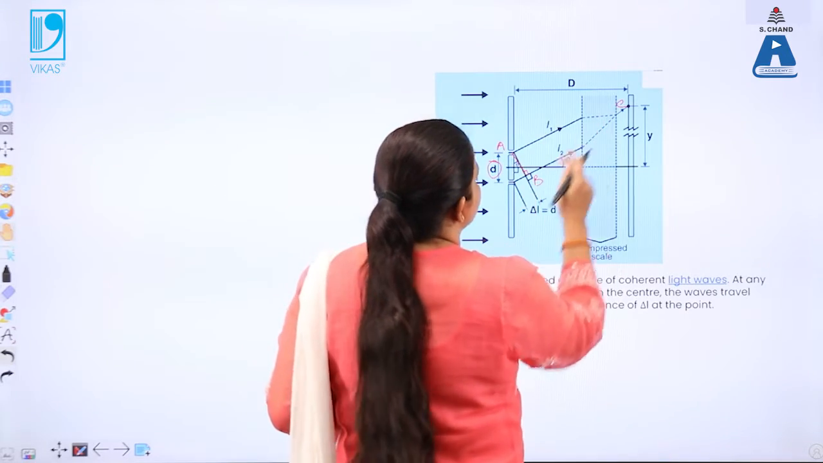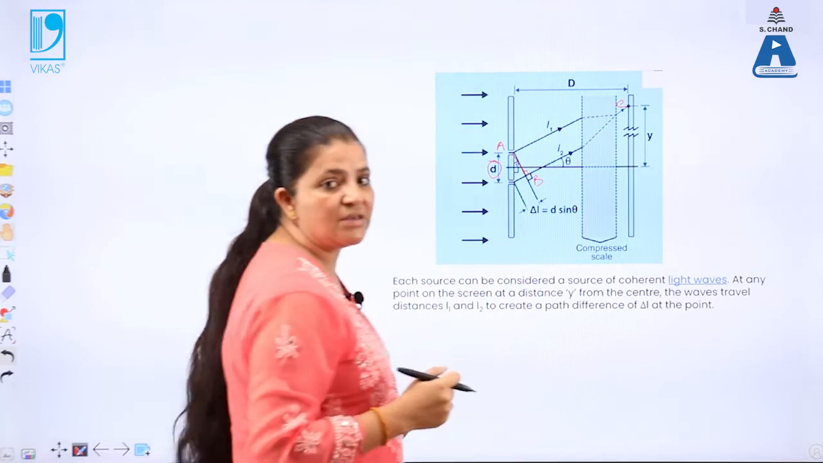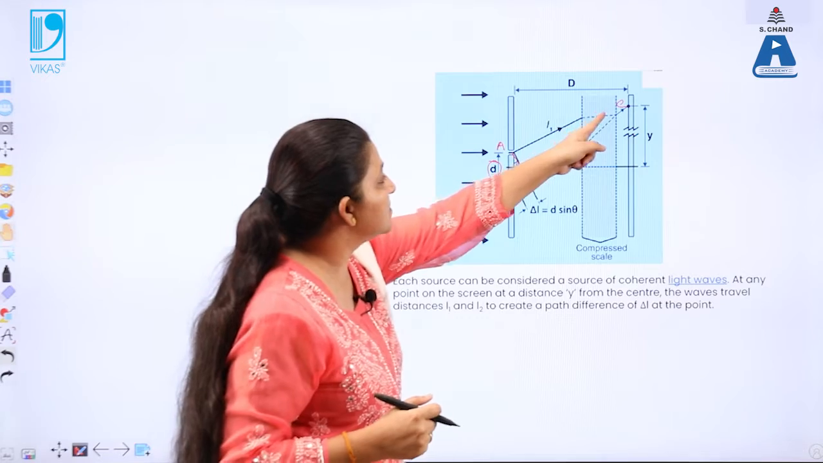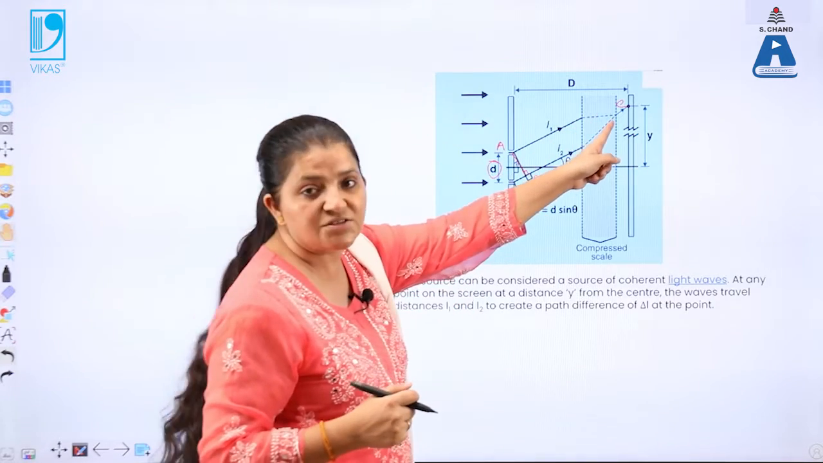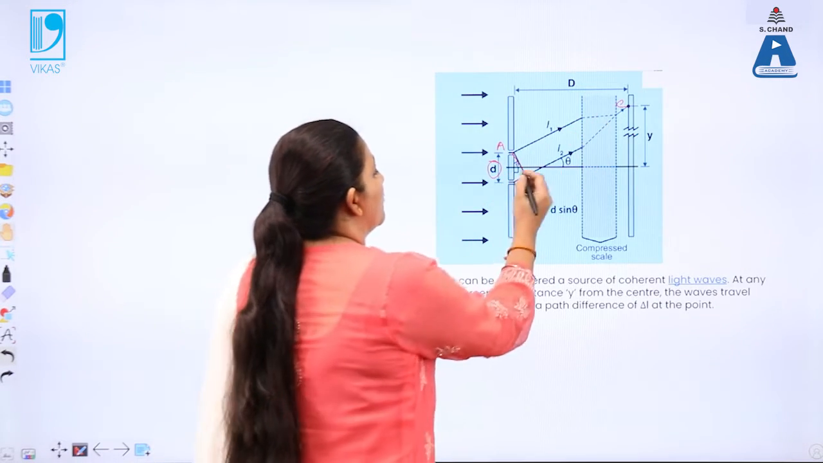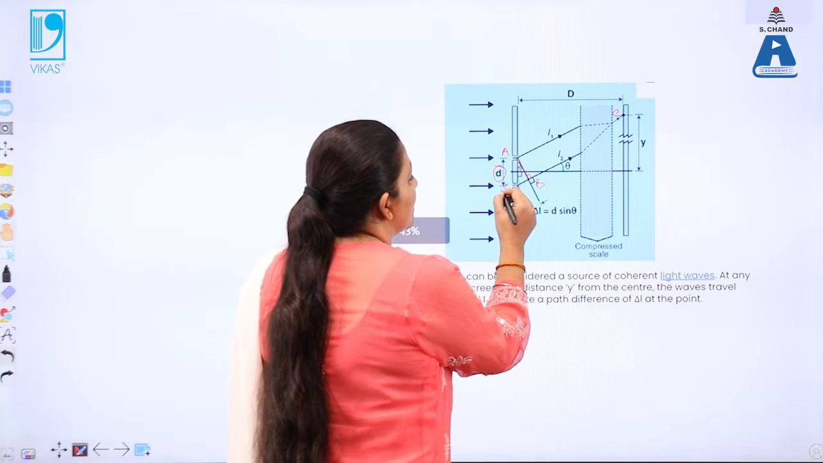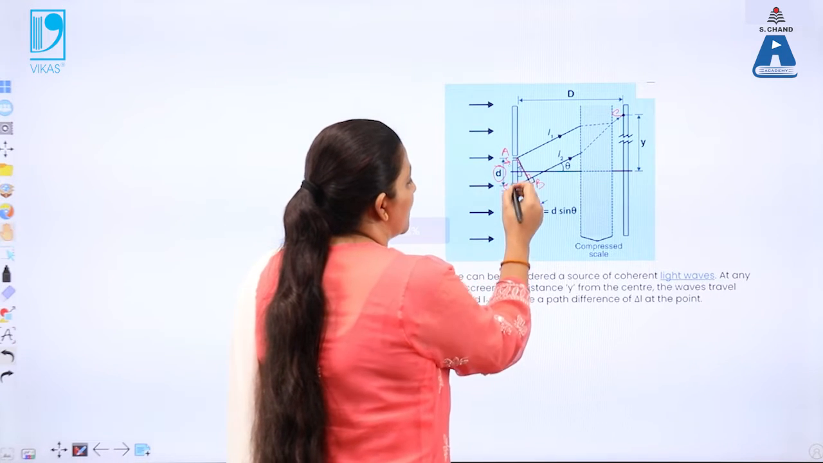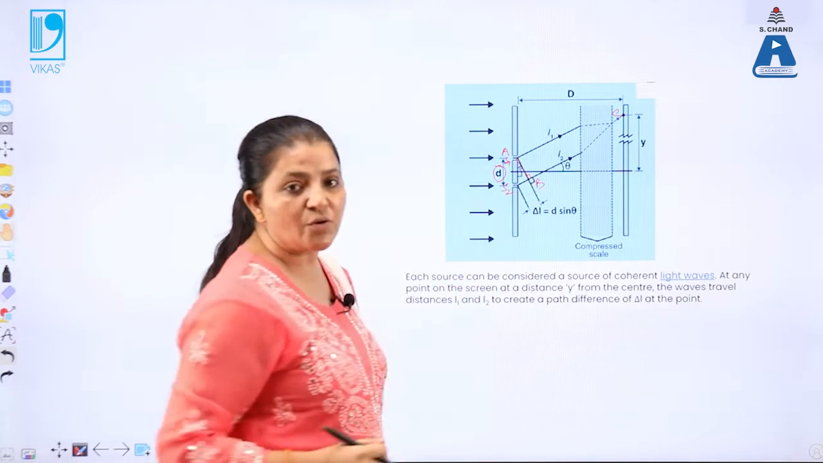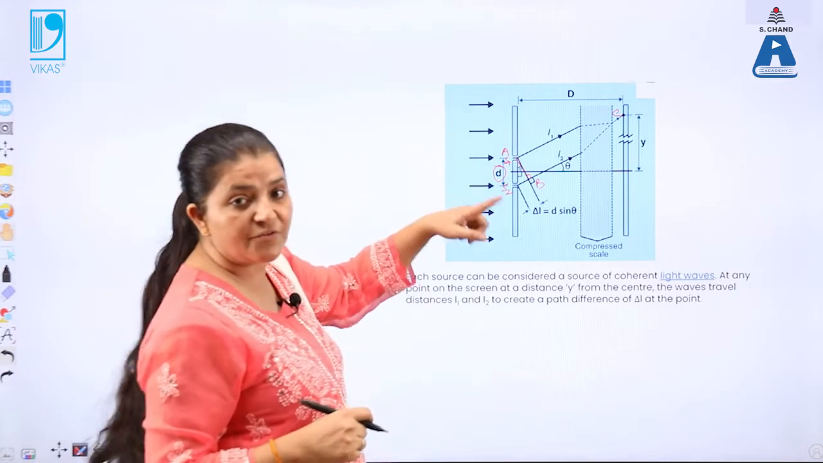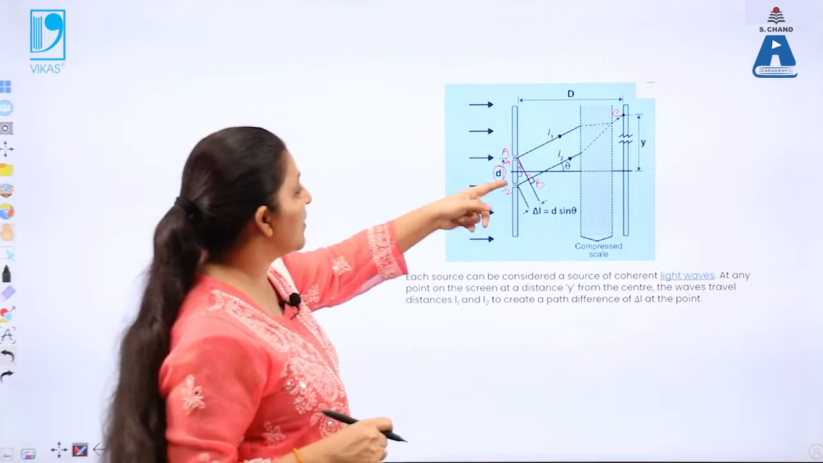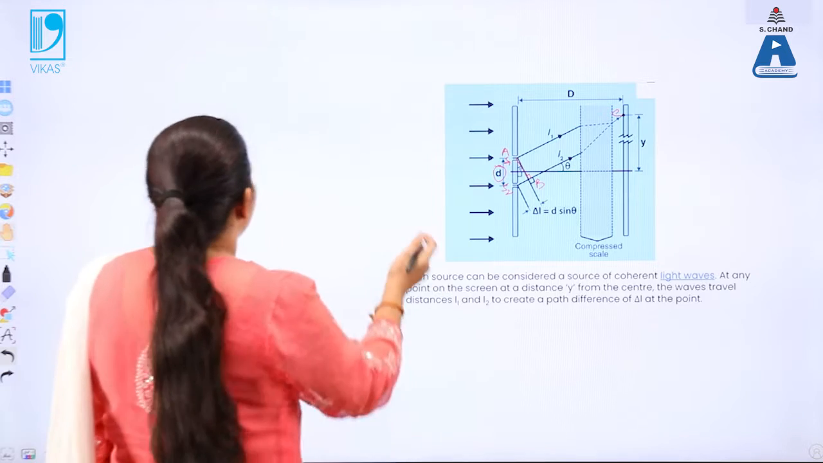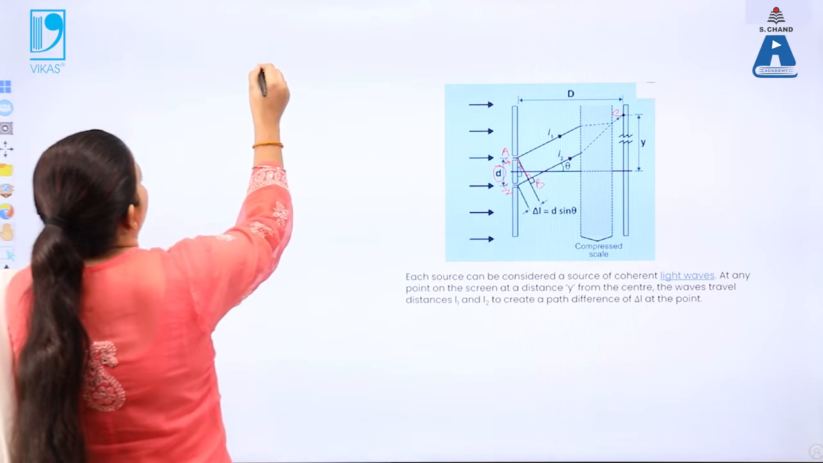Now AC distance is equal to BC. So here the distance AC equals BC distance over here. What is this point over here? Now if this is S2 and that is S1, what is S2B? So S2B is the path difference between the two waves over here.